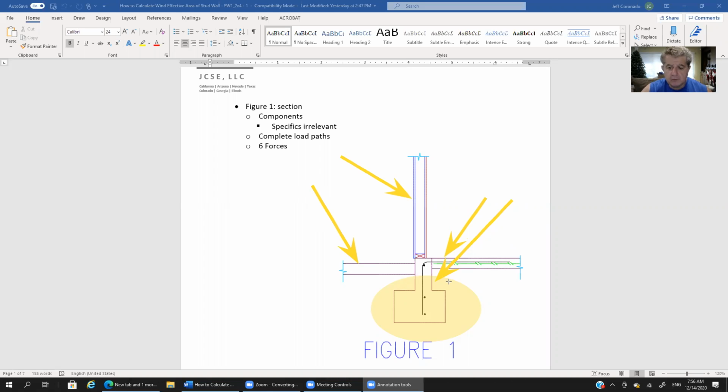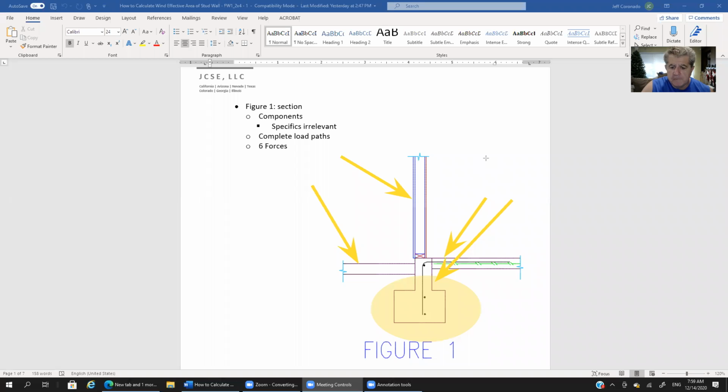Remember, the stud wall is what we're focusing on. The question is, what is the effective area when we are evaluating these studs to make sure that they can resist the wind pressure exerted on them? The specifics are irrelevant, because in this illustration we've got a wall at the foundation level. It's your first floor wall. This could be a second floor wall. The structure can be multi-level. The point is we've got a stud wall.